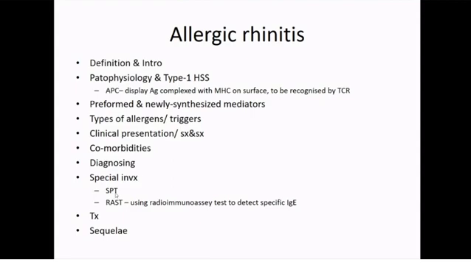Very superficial. You can prick as many as 30 pricks in one go, and you can test for 30 allergens at the same time. You put one drop of allergen, dab it, wait for 15 minutes, and you see wheal and flare. You can read further about this, but it is not mandatory for the diagnosis of allergic rhinitis. And the other thing is the RAST test, a radioimmunoassay test, to detect specific IgE.